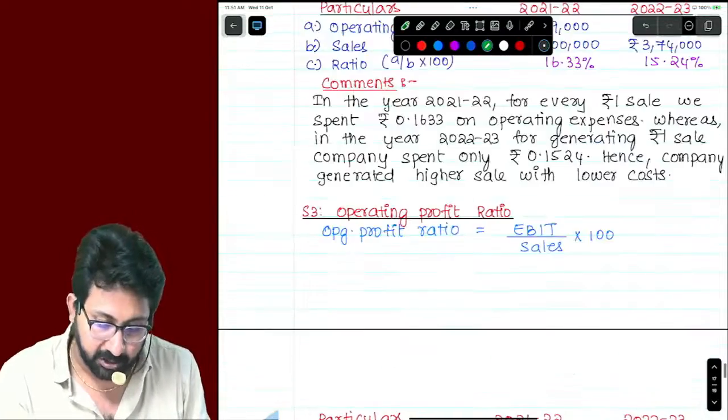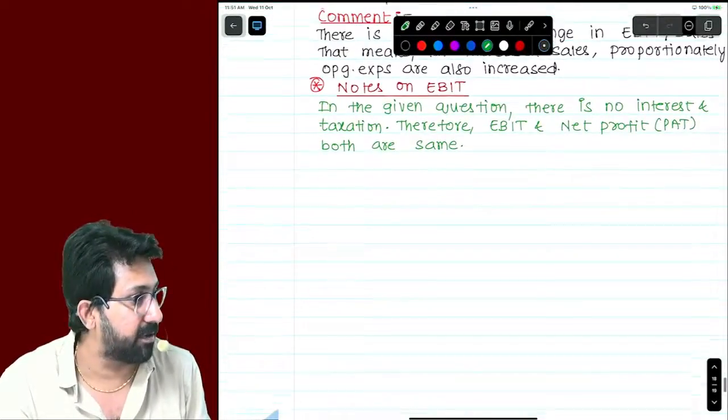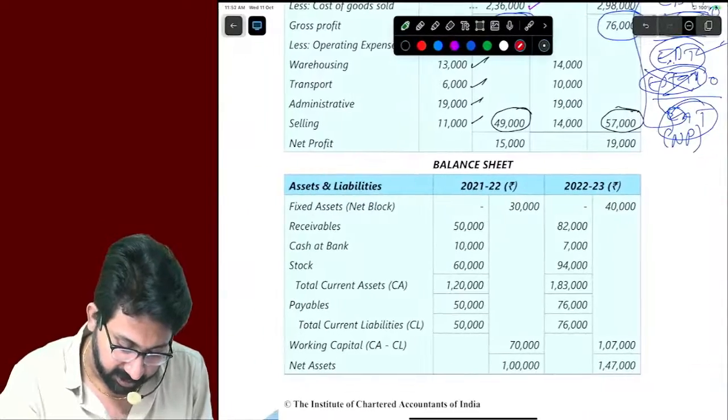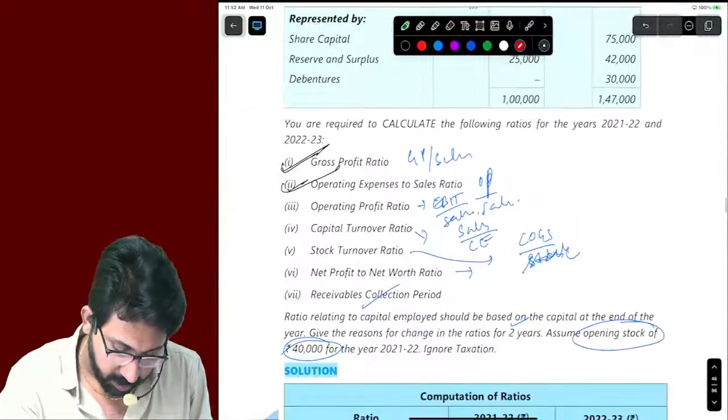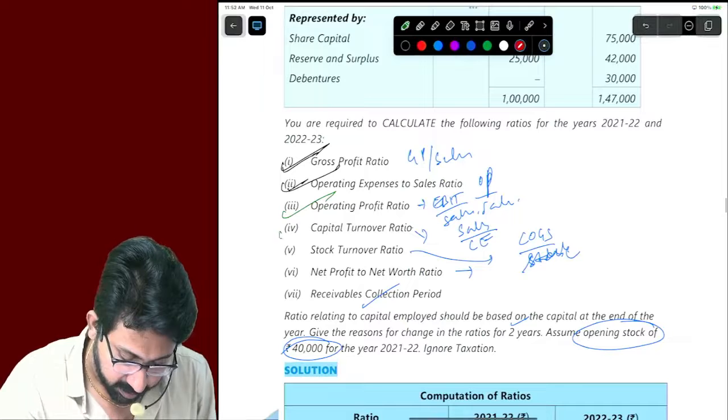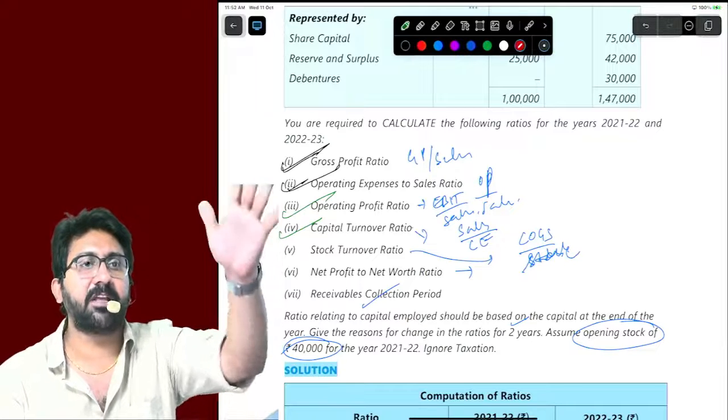Sir, everyone understood the EBIT ratio on the sales or not? Everyone? What is the third ratio we completed now? Operating profit ratio. What is the next one? Sir, please tell me what is the formula for the capital turnover?